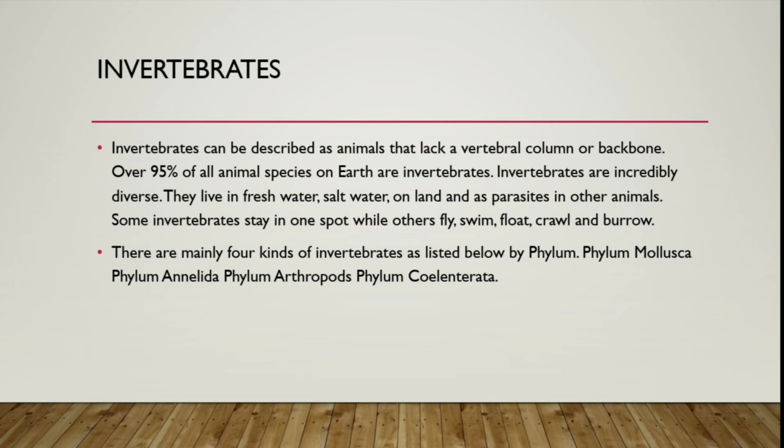Invertebrate animals live in fresh water, salt water, on land, and as parasites in other animals. Some invertebrates stay in one spot while others fly, swim, float, crawl, and burrow. There are mainly 4 kinds of invertebrates as listed below by phylum: the phylum Mollusca, phylum Annelida, phylum Arthropoda, and phylum Coelenterata.